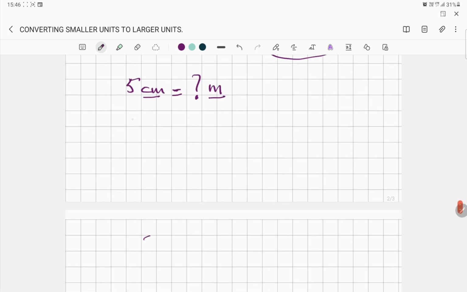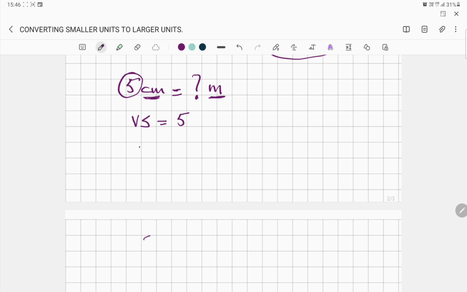Now what do we need? First of all, we need the value of the small unit. Why do we need the value of the small unit? Because that is what we have to convert. So the smaller unit is centimeter and the larger unit is meter here in this first example. The value of the small unit is 5.